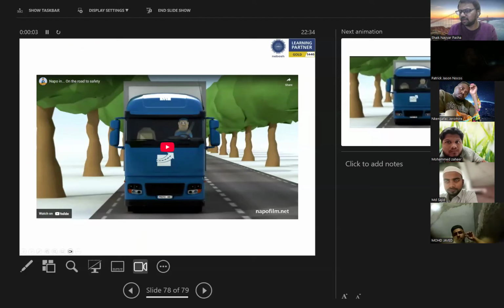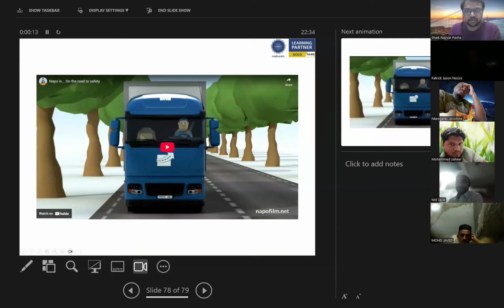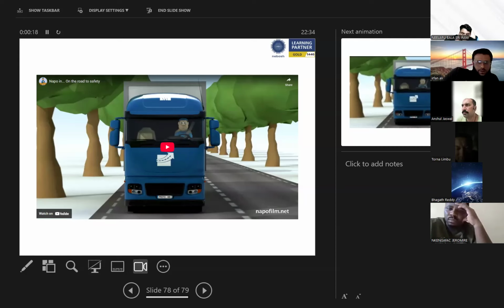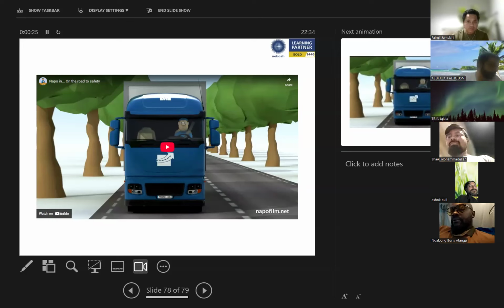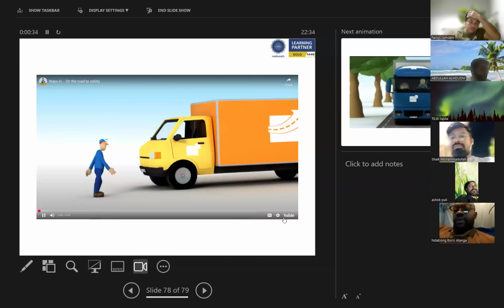Before we start our element 9, there is a small animated video. You just watch it and then we'll start our element 9, which is work equipment. Please make sure nobody sleeps while watching the video, because yesterday most of you were sleeping or not available on the screen. If you want me to play the video, then only I'll play. Otherwise, I can start element 9. What is your opinion on that? We should play that video. Play the video.